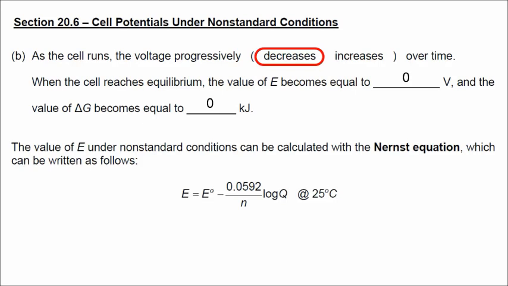We can calculate the value of the cell potential under non-standard conditions. Notice that we have a superscript 0 when the voltage is under standard conditions, and without that superscript 0, the voltage is under non-standard conditions. This is called the Nernst equation: the cell potential equals the standard cell potential minus the ratio of 0.0592 over n times the logarithm, log base 10, of Q. And this is done at 25 degrees Celsius.